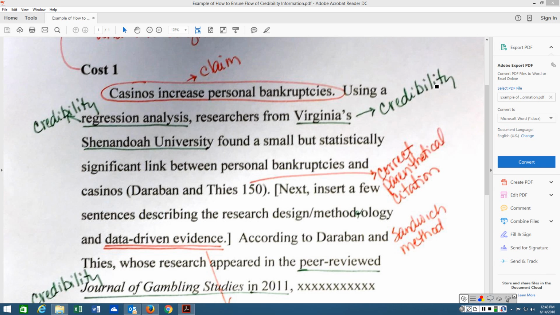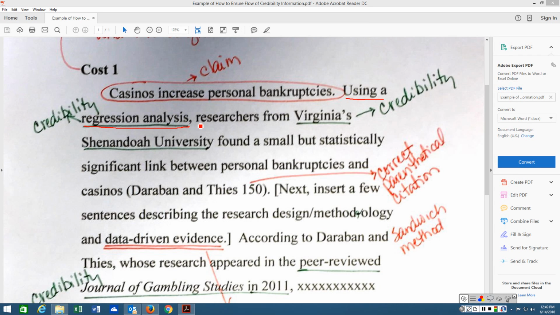For example, here I say, using a regression analysis. This offers credibility by showing that the analysis was fairly complex. A regression analysis is a fairly complex methodology, and so that adds credibility to the study.